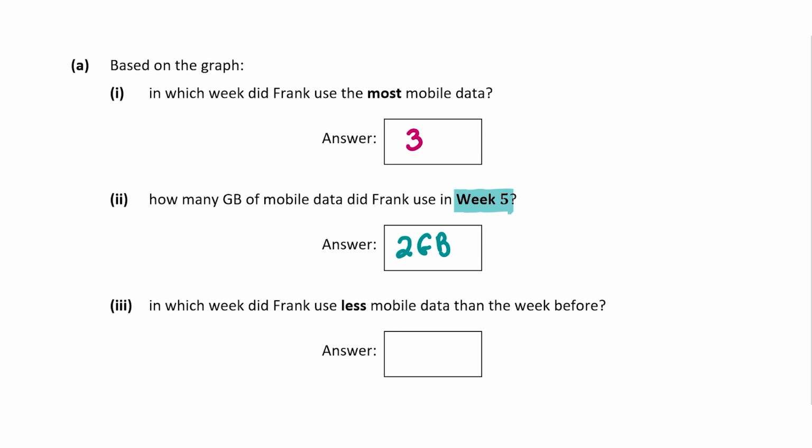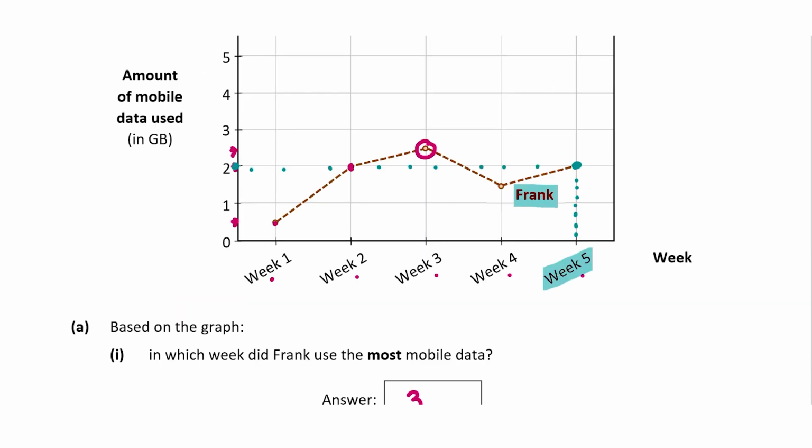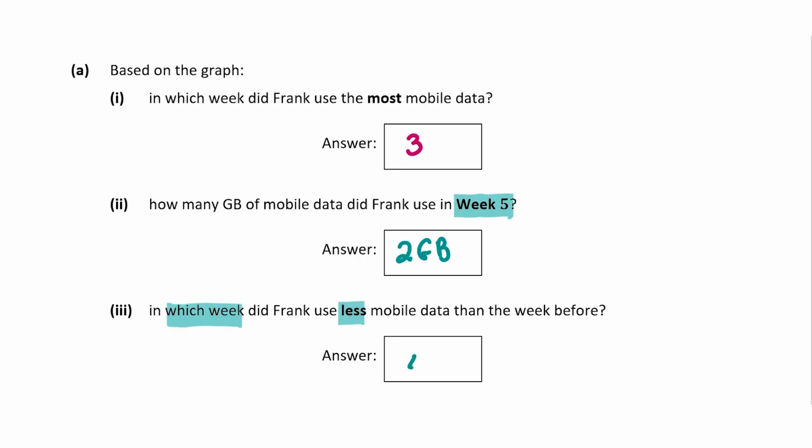Now the third part of this question asks us, in which week did Frank use less mobile data than the week before? So again, let's look at our graph. Our answer here is week 4, because it can't be week 1, because week 1 is the first week. Week 2 uses more than week 1 because it's gone up. Week 3 again, it's gone up, so it's used more than week 2. But then in week 4, we can see that it goes down from week 3, and in week 5, it goes up from week 4. So our answer is week 4. I'm just going to do this in green. For the correct answer for all 3 of these questions, you're going to get a total of 5 marks.